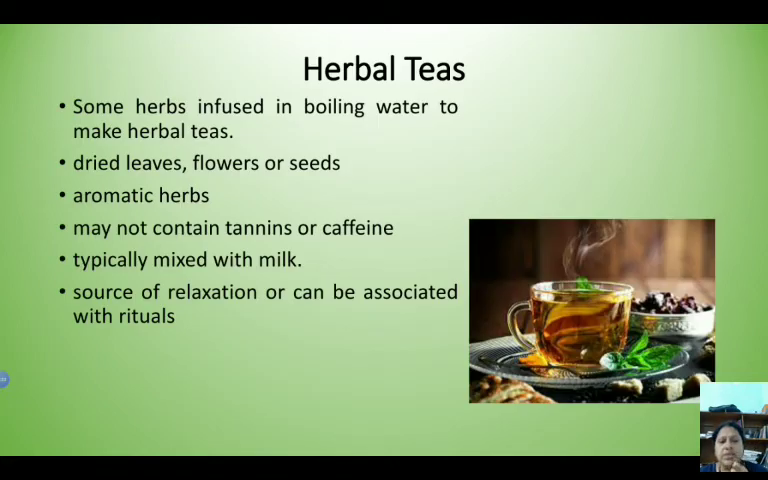These herbal teas are normally made by infusing the herbs. That is, we just boil water and add some herbs, that's all, and just take it. Even sometimes dried leaves can be used, flowers, and even seeds.